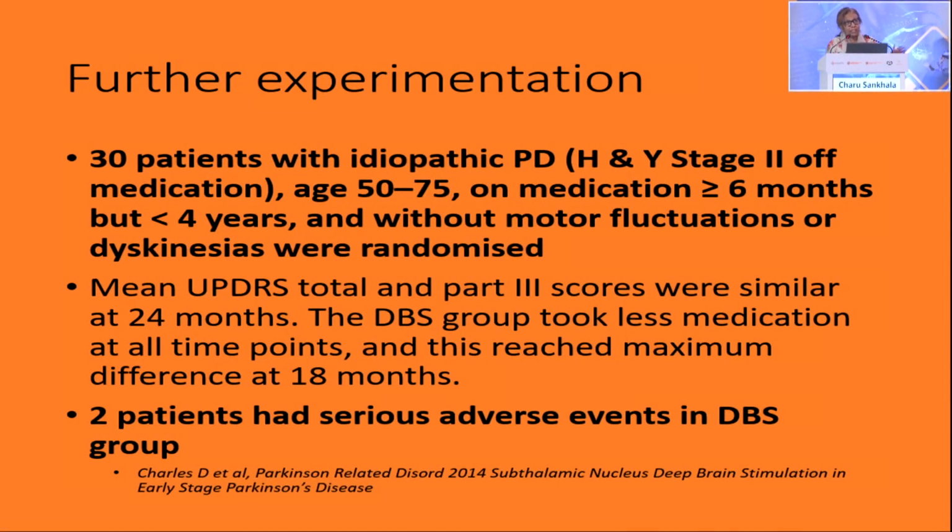What about still earlier? Should we go a little earlier before the fluctuation starts? So 30 patients with idiopathic PD, ages between 50 to 75, were on medication just for about 6 months, but had less than 4 years of the Parkinson's disease, and they didn't have motor fluctuations or dyskinesia. They were randomized. Again, mean UPDRS total part 3 scores were similar at 24 months. The DBS group took less medication at all time points, and this reached maximum difference in 18 months. So 2 patients had serious adverse effect. So I don't think it was really great result when you went a bit early.